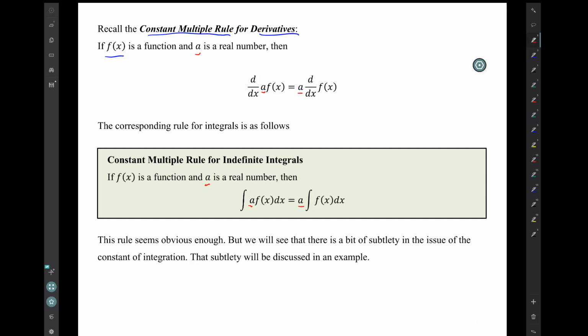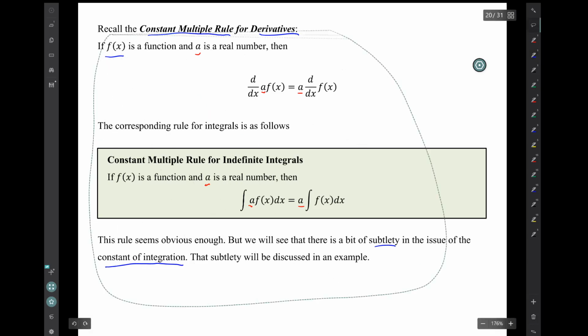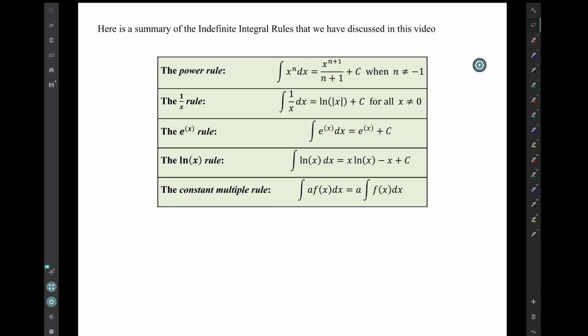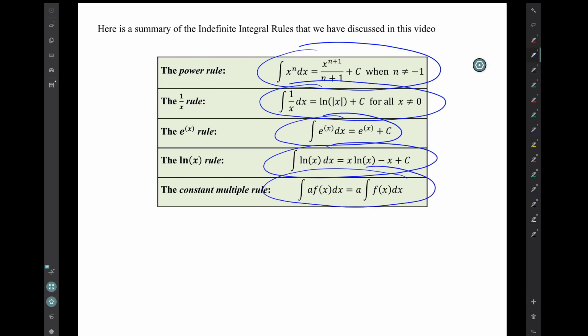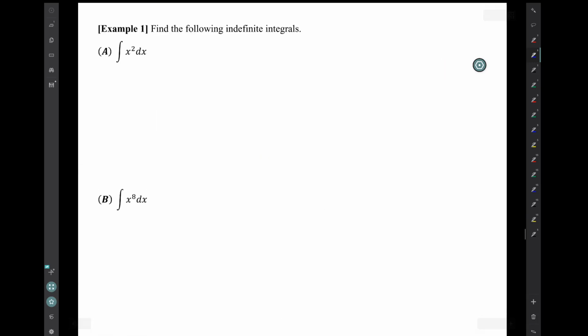This rule seems obvious enough, but we'll see that there is a bit of subtlety in the issue of the constant of integration, the plus c. That subtlety will be best discussed in an example. So here's a summary of the indefinite integral rules that we've discussed in this video. The power rule, the 1 over x rule, the e to the x rule, the ln of x rule, and the constant multiple rule. The rest of this video will be spent using those 5 rules to find a bunch of indefinite integrals.